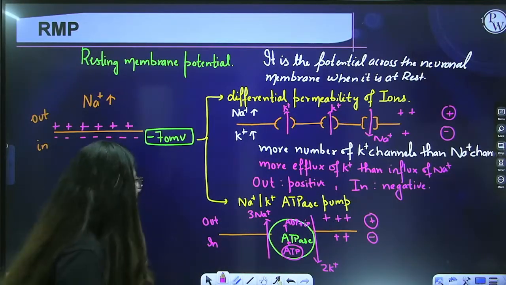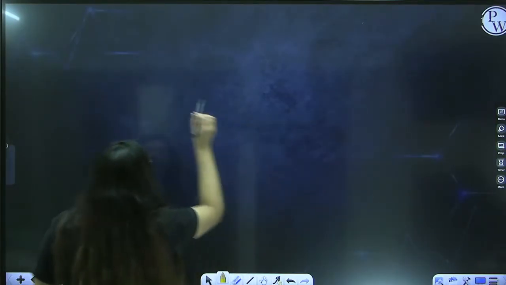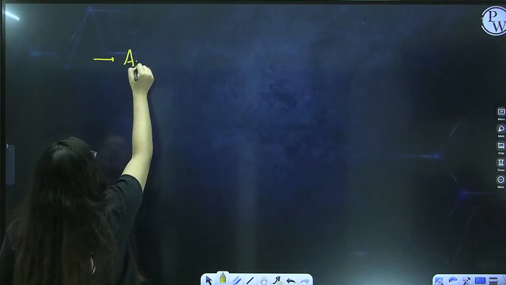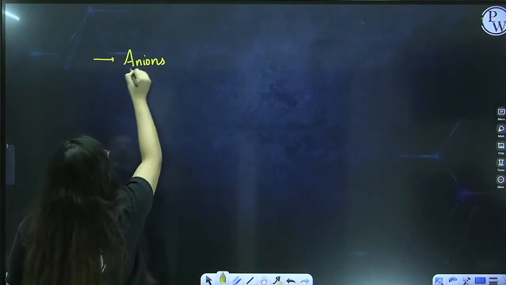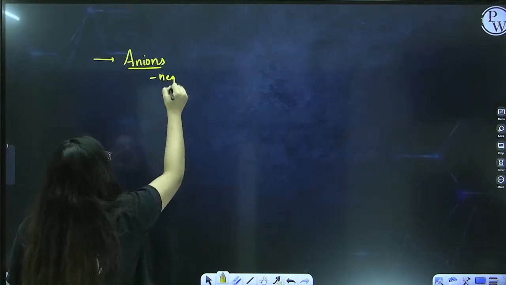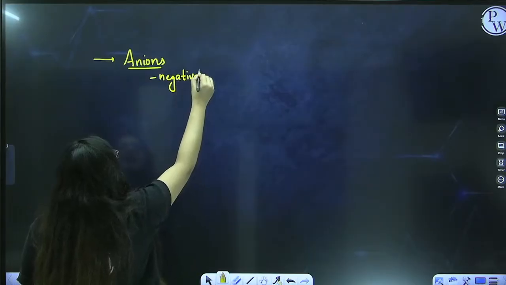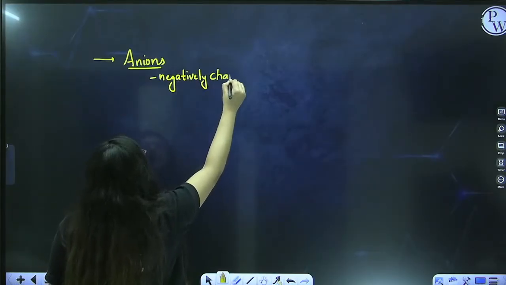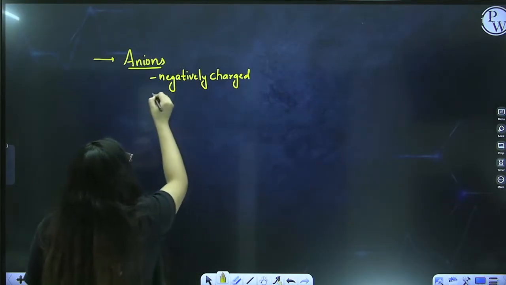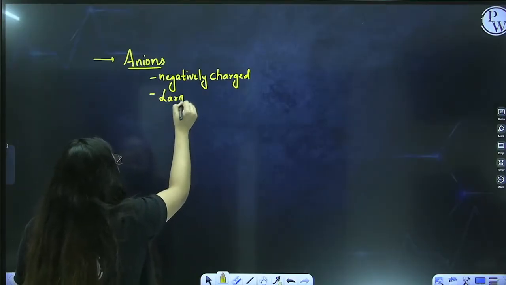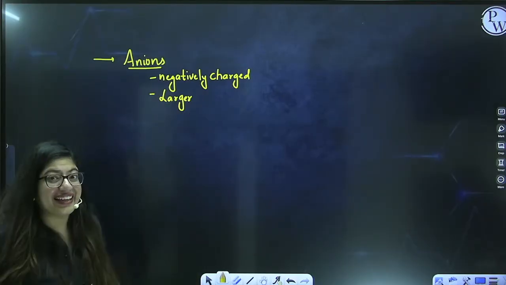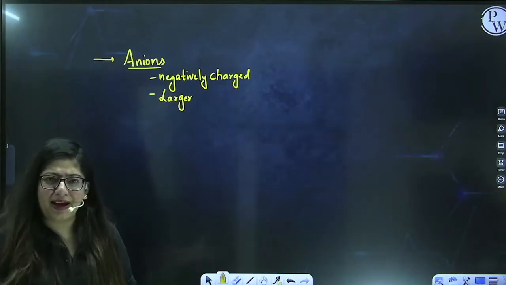Now the third reason, let me just use another page for that. Okay, what's the third reason? The anions. What are anions? Anions are negatively charged and they are larger in size than the cations like sodium ion and potassium ion.